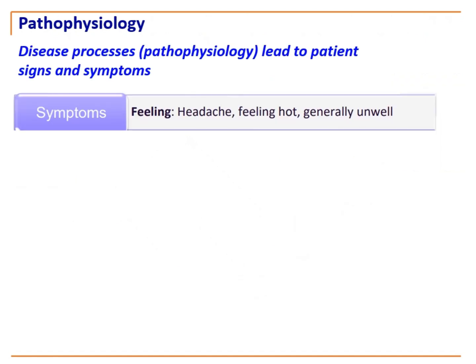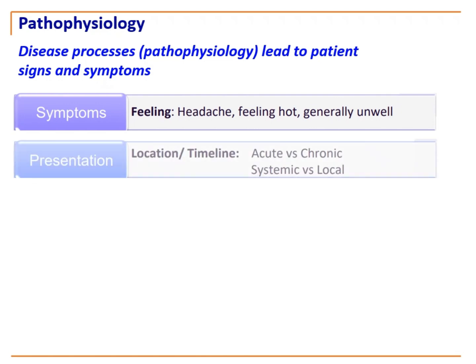So thinking about some of the processes that go on, like I said, the pathophysiology can lead to signs and symptoms. There is a subtle difference between what a sign and a symptom is. A symptom is a feeling. So if you have a symptom of a headache, that's what you're feeling. You might be feeling hot, generally unwell, or cold. You might present with those feelings in an acute time frame, so a really rapid onset, or chronic over a prolonged period of time.